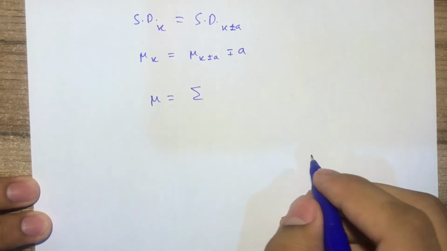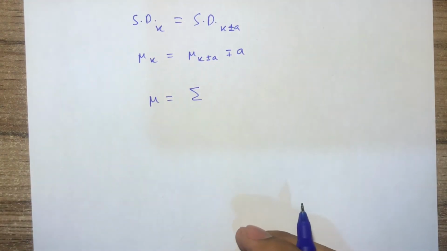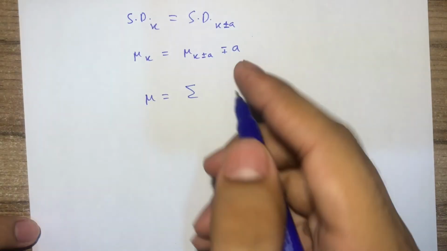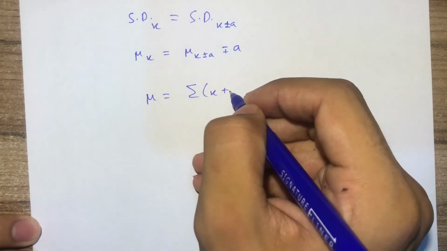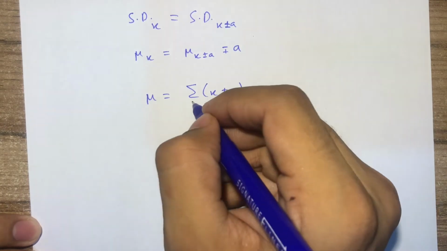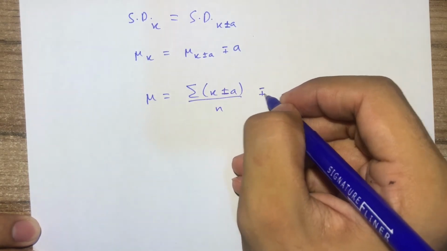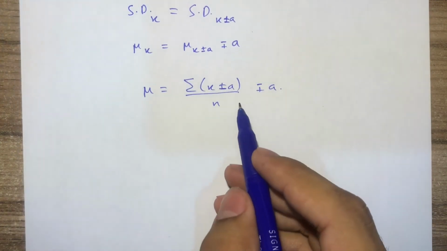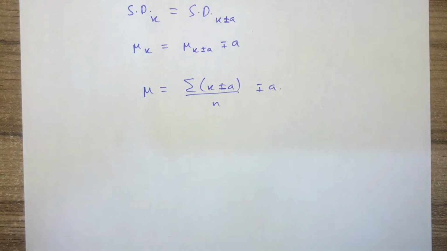Basically the formula for mean normally was sigma x upon n, right? Now it will become sigma x plus or minus a upon n, minus or plus a, right? So if we had subtracted a from all the data, from all the values, then we'll add a again in the mean. If we had added a initially, then we'll subtract a from the mean to get the actual mean.